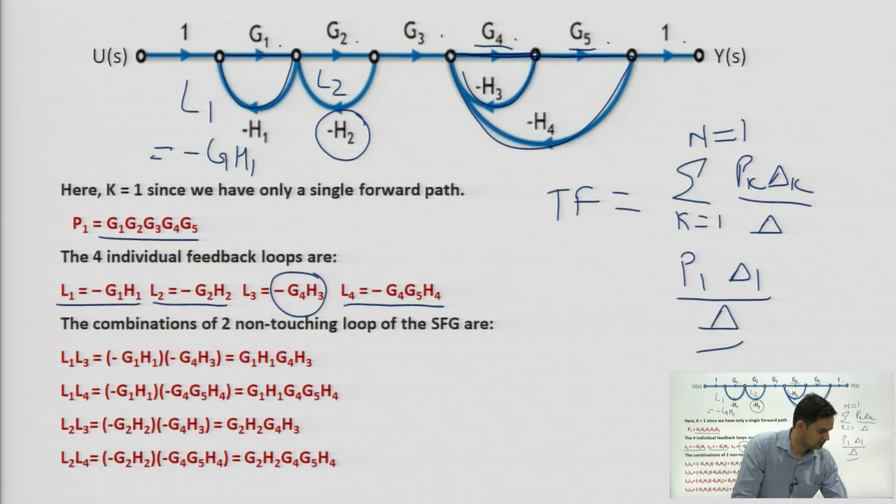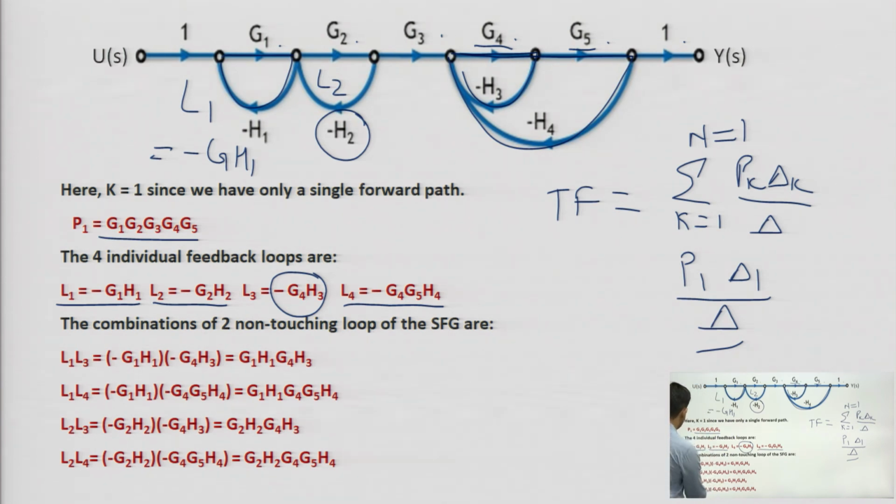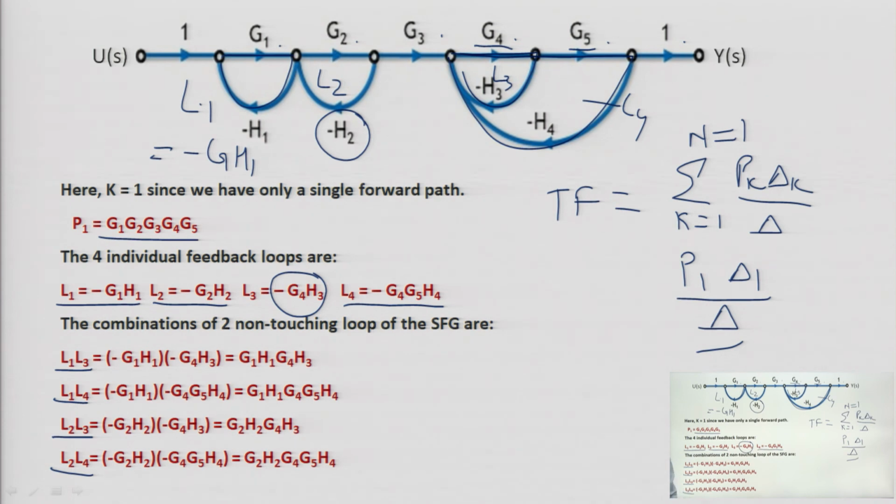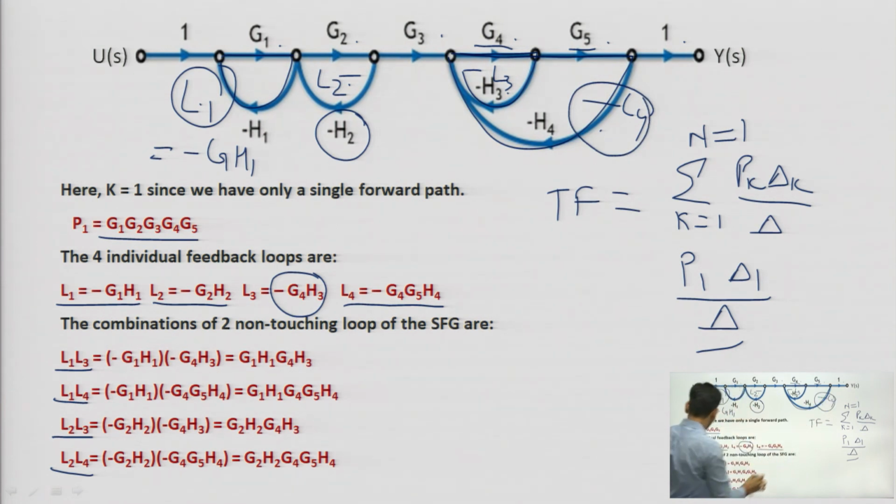Now, see in the current example, the 2 non touching loops: one is L1 and L3, and then L1 and L4. Second would be L1 L4, then L2 L3 and L2 L4. So L2 and L3 are 2 non touching loops, then L2 and L4, you can say L2 and this loop 4, and then L1 and loop 4. So these would be the pairs of non touching loops.